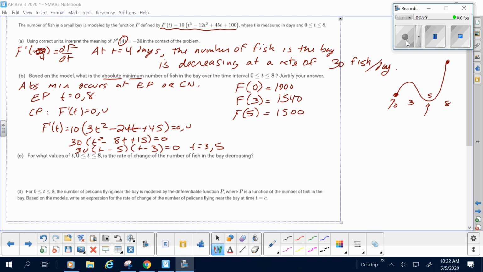And so it did not go very low. It's more like that. And F at 8 is probably more like a max. And I got F of 8 was 2,040.